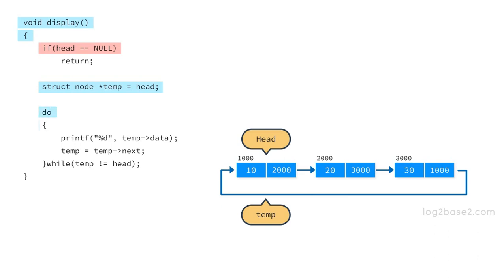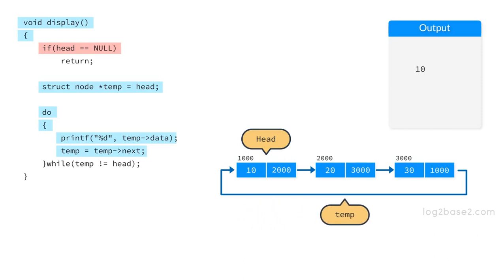In the first iteration, let us print temp's data. It prints 10 and moves temp to the next node. So temp now points to 2000. Now check the while condition. It holds. So start the next iteration and print the data at address 2000, which is 20. So 20 is printed. Now move temp to the next node. So now temp equal to 3000.